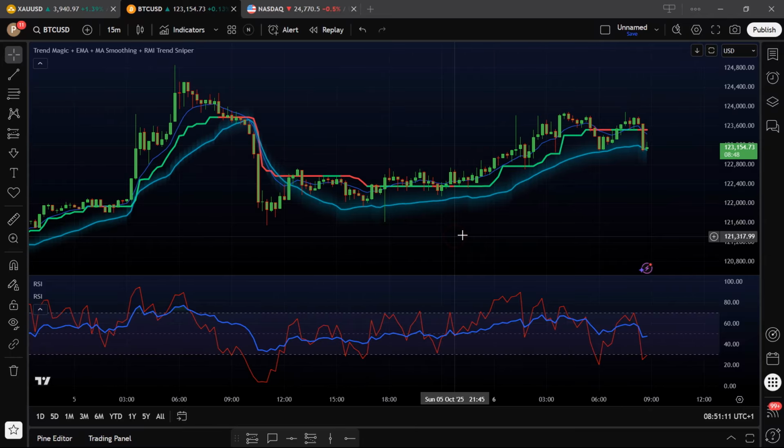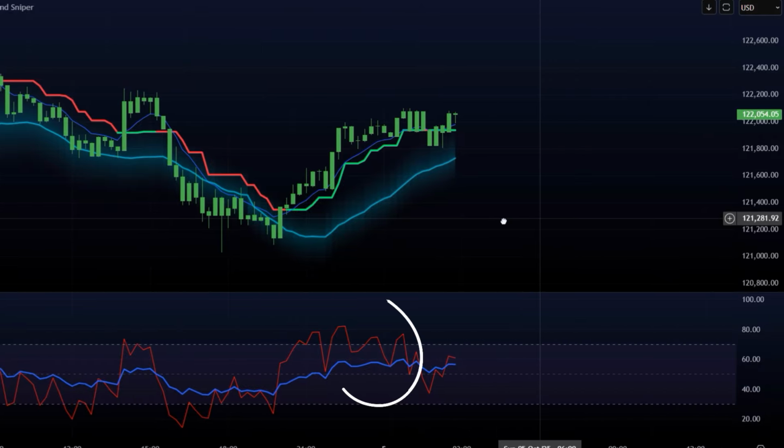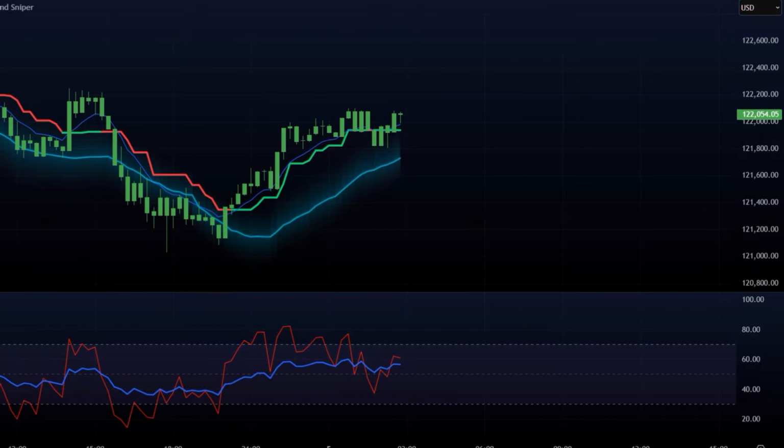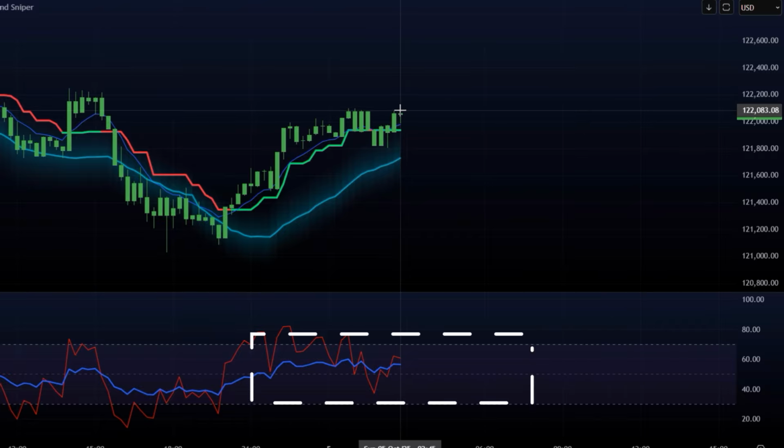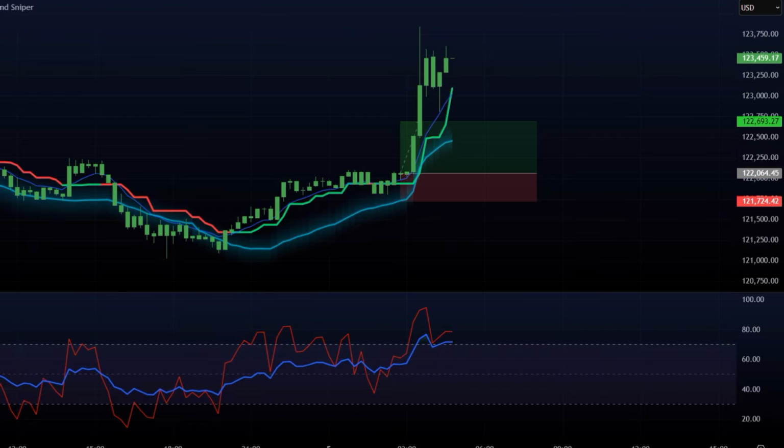Look at this example. The Trend Magic is blue. The blue RSI is above 50. Price pulls back, and there, the red line crosses above the blue. We enter. Stop loss below the recent low. Target set. The momentum ignites, and the target is hit.